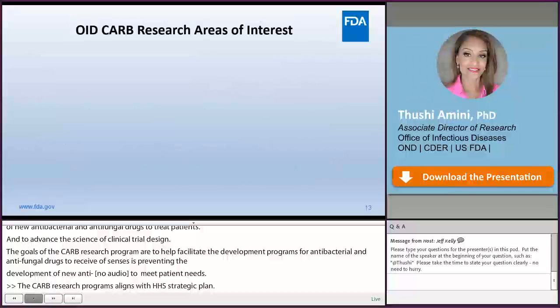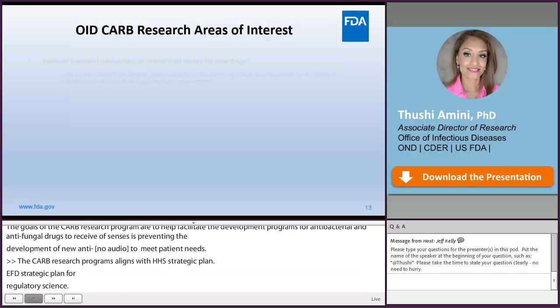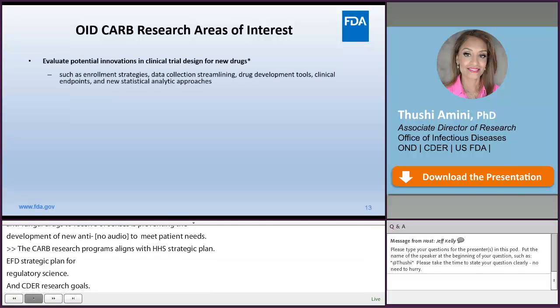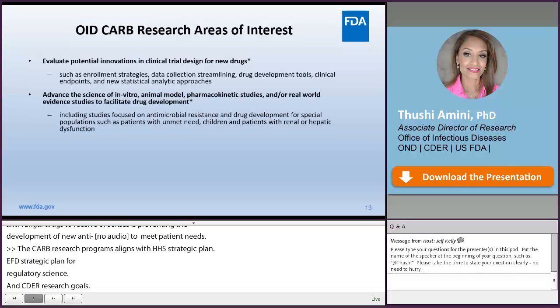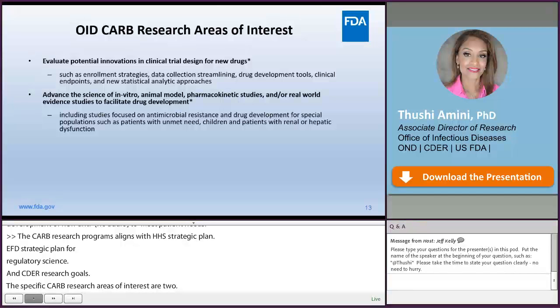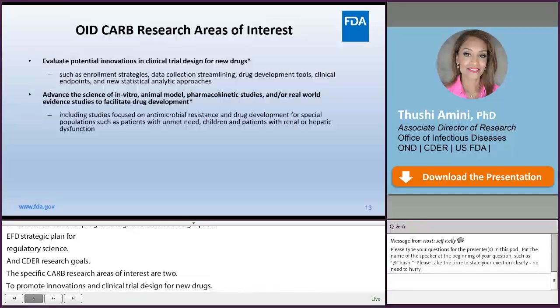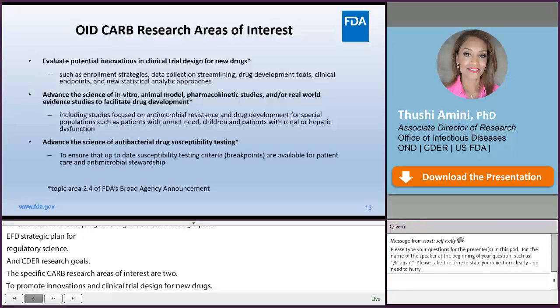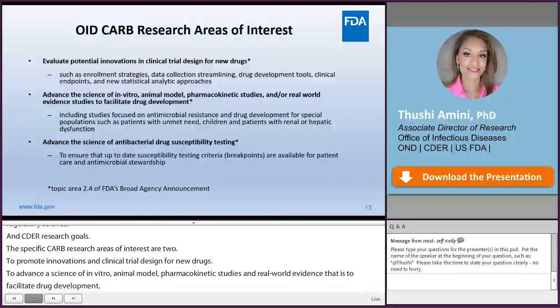The specific CARB research areas of interest are to promote innovations in clinical trial design for new drugs, to advance the science of in vitro, animal model, pharmacokinetic studies, and real-world evidence studies to facilitate drug development, as well as advance the science of antibacterial drug susceptibility testing, also called breakpoints. And these topic areas are listed in FDA's Broad Agency Announcements section 2.4, which are specific for the CARB research program.